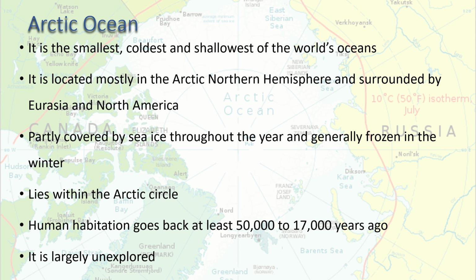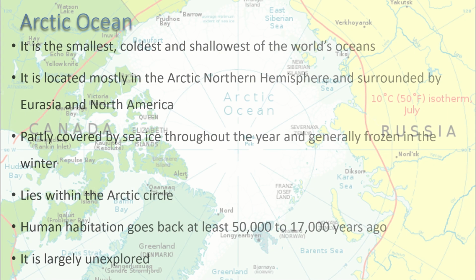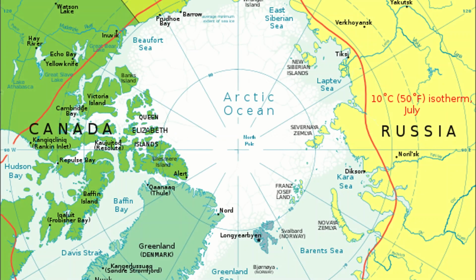In this area, people have been living for at least 50,000 years. But they do not stay there throughout the year. If it is too cold, they move down towards the land masses. So because it is generally covered in ice and very few people stay here, this area is largely unexplored. The Arctic Ocean in the image can be seen as a mass of ice.